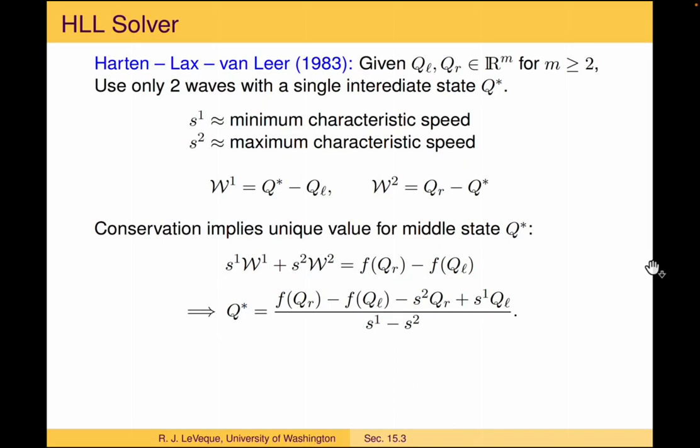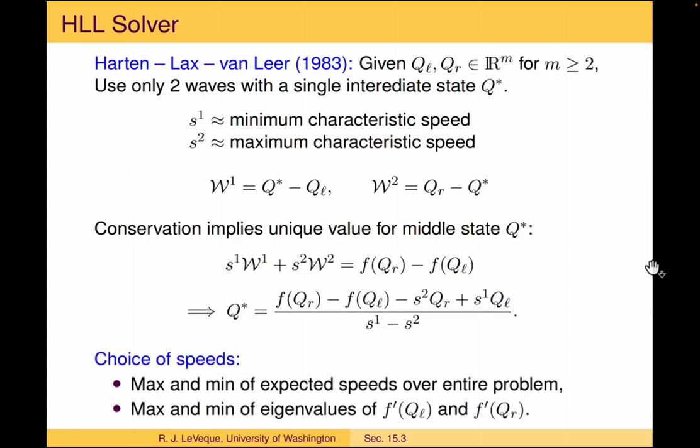And that's all there is to it really for the HLL solver, except that you have to think about how do we define S1 and S2. So we might have some sort of upper and lower bounds of the expected speeds and eigenvalues over the entire problem, or we might do it more locally. Typically, we do something where the S1 and S2 are chosen separately for each Riemann problem depending on the states QL and QR. So for example, if we have expressions for the eigenvalues of the Jacobian matrix, we might look at the minimum and maximum values that the derivative f prime of Q can take at the left state and the right state. So we can just calculate those values.